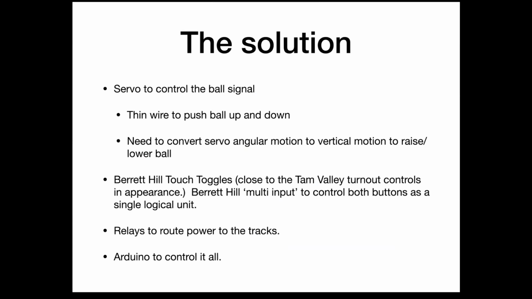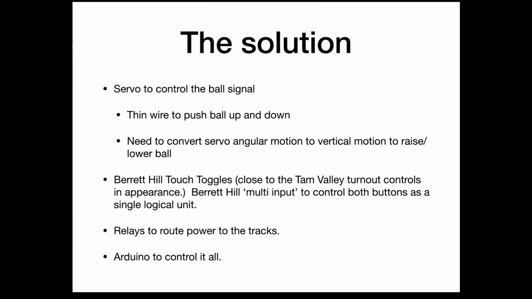For controls, I'm using Barrett Hill touch toggles, which look a lot like my Tam Valley turnout controls. They're actually a little circle that you drill out and put into your panel. They have a multi-input contraption. You take 2 buttons, one on either side, and they look to the controller like a single button. So that solves one problem.